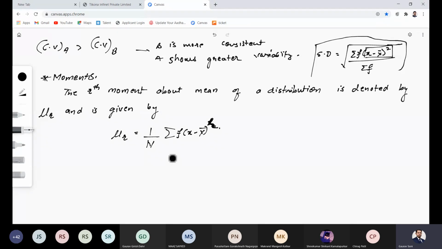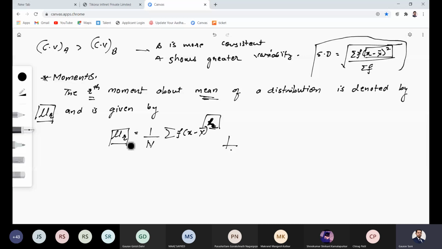So rth moment about mean. Look, this is very important. You're calculating the rth moment about mean. It is denoted by mu suffix r. And what is the formula? 1 upon n summation f x minus x bar raised to r. So for the rth moment, what should the power be? r. First observation: if it is about the mean, then it is denoted by mu r.